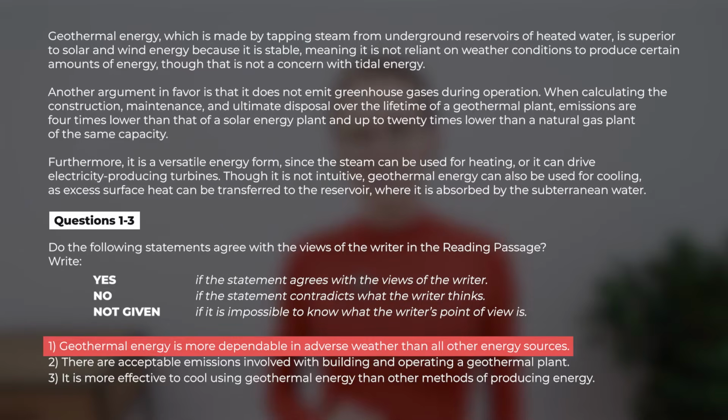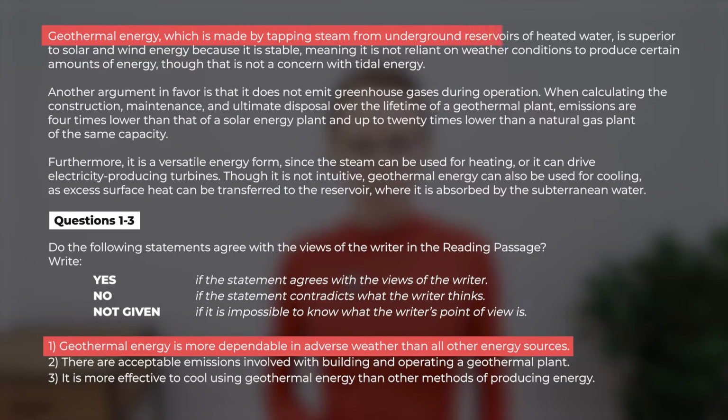Let's have a look at the passage. Does it say anything about that? We can see the words geothermal energy in the first sentence, so let's have a look at this sentence. Geothermal energy, which is made by tapping steam from underground reservoirs of heated water, is superior to solar and wind energy because it is stable, meaning it is not reliant on weather conditions to produce certain amounts of energy, though that is not a concern with tidal energy.